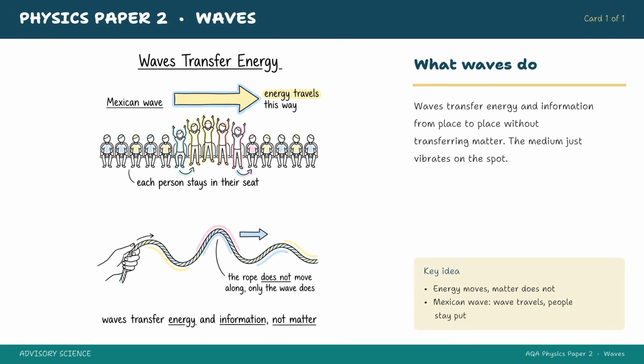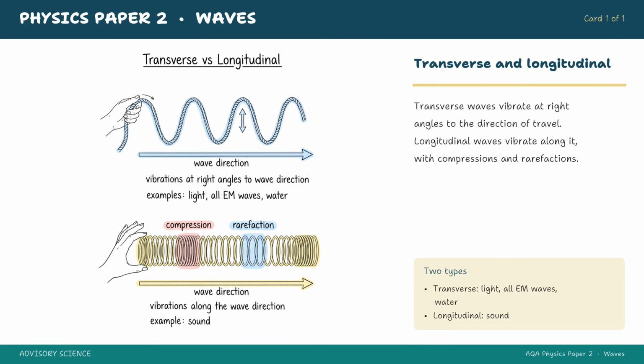Transverse and longitudinal. There are two types. In a transverse wave, the vibrations are at right angles to the direction the wave travels. If you flick a rope up and down, the wave moves along, but each bit of rope moves up and down. Light, all electromagnetic waves and water waves are transverse.